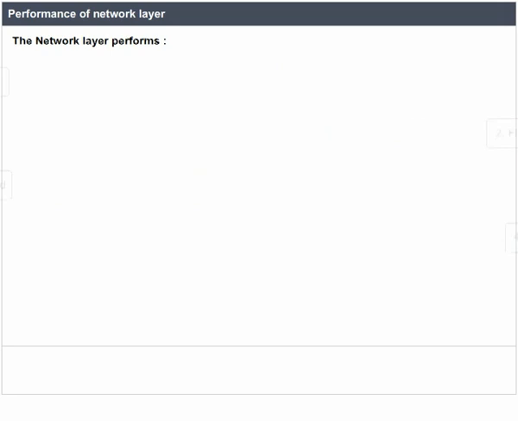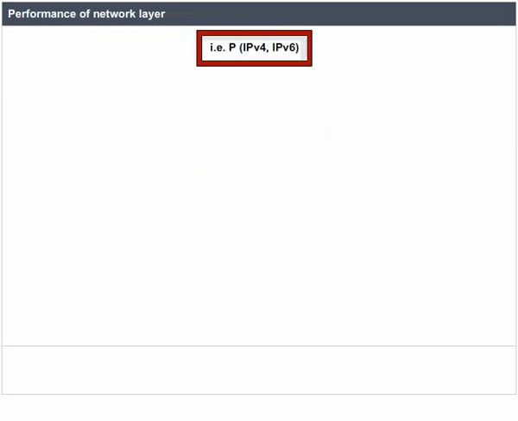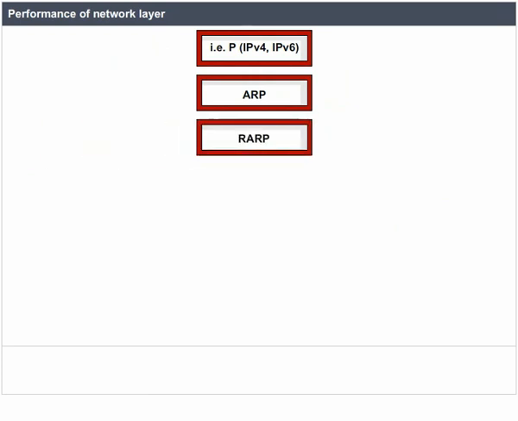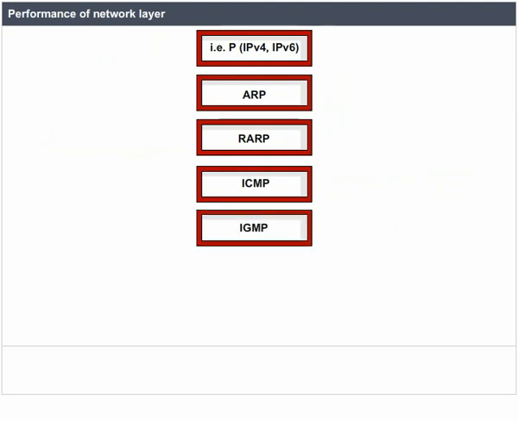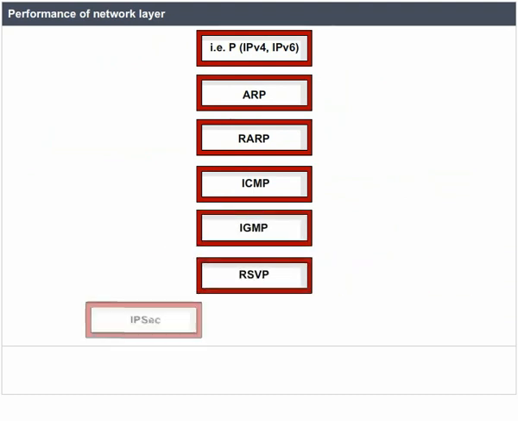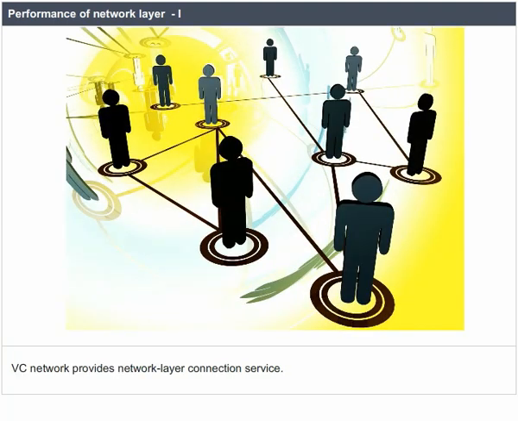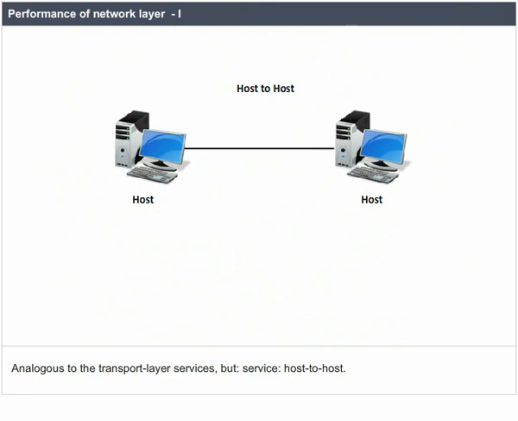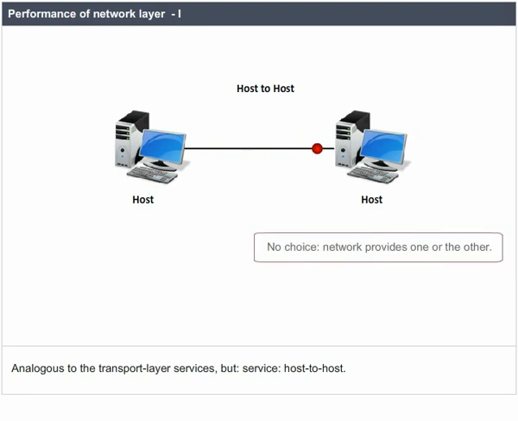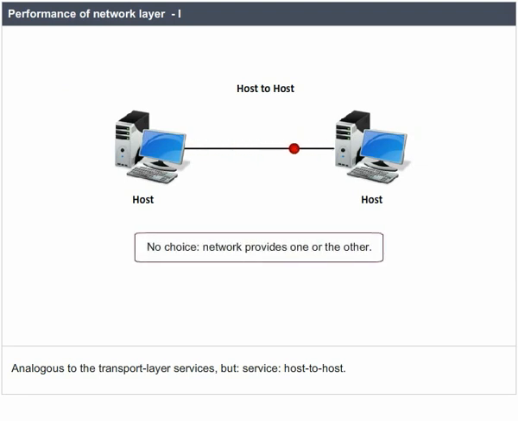That is IPv4, IPv6, ARP, RARP, ICMP, IGMP, RSVP, and IPsec. Datagram Network provides network layer connectionless service. VC Network provides network layer connection service, analogous to the transport layer services, but host to host. No choice. Network provides one or the other.